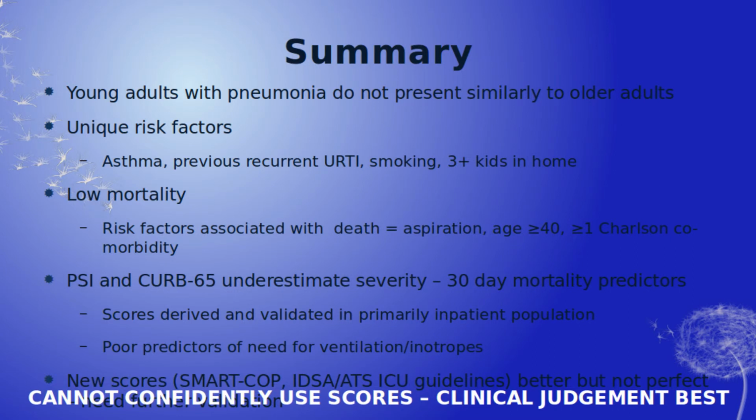So in summary, young adults with pneumonia don't present in a similar fashion to older adults. They have some unique risk factors. There's a very low mortality rate among this group. And the PSI and the CURB 65, which are the most well-known risk scores, underestimate severity in this population, primarily because they are only looking at 30-day mortality. These scores were derived in an inpatient population, and they're not looking at our outcome of interest, which is the need for mechanical ventilation or pressor support.